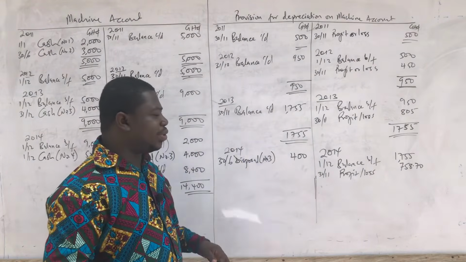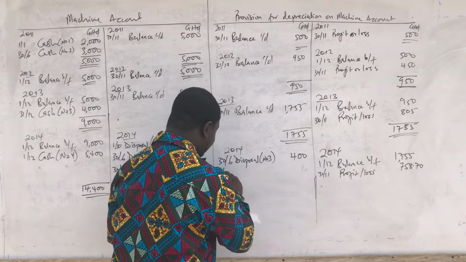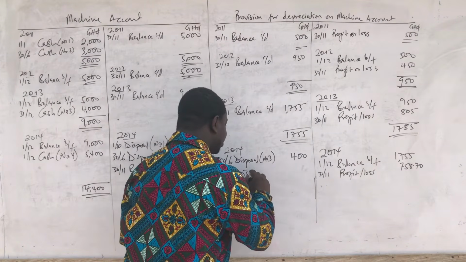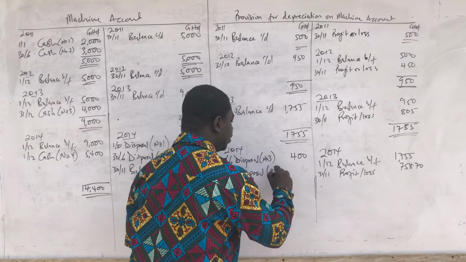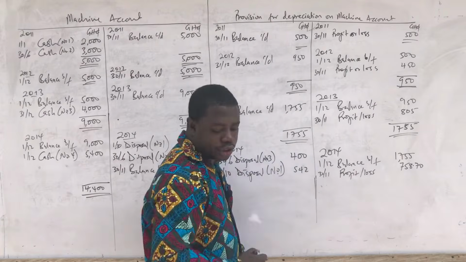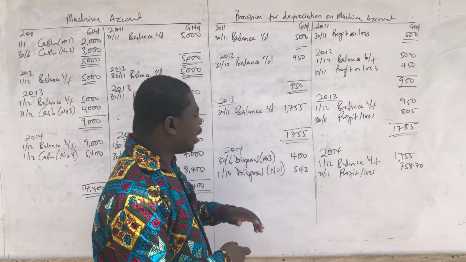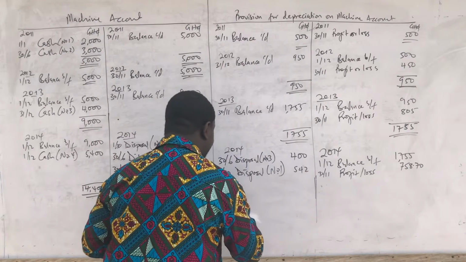That is the total depreciation that we are taking out of the account. And then on 1st October, there was another disposal. That is machine number 1. And that one, the total depreciation was 542 cedis. All right, so that is what we are going to do. And so when we take that out, we can now balance off the account.